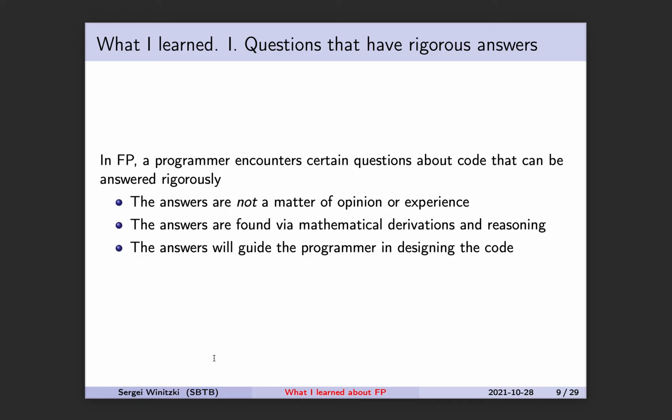So the first and most important thing I learned is that functional programming is an area of programming, or a paradigm of programming, where programmers find certain questions about code that have rigorous answers. Answers that are not a matter of opinion, not a matter of experience. So if I say blah is a monad and somebody else says no, it's not a monad, that question can be decided by mathematical derivation. It's not my opinion versus their opinion.